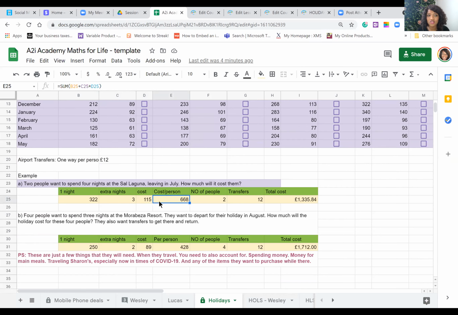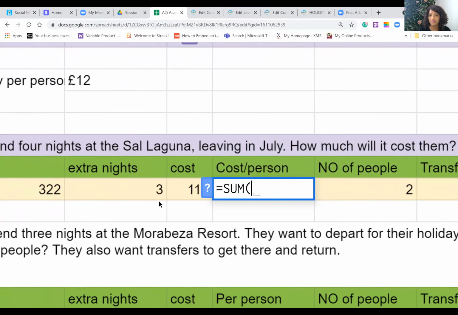So then I need to know how much it costs in total for a stay. And I know that is going to be £668. And how I've done this, I've done the sum, so we can do it again. So equals, okay. Do you want me to zoom in? Yeah. Is it better now? Okay. Equals sum. And then I press here, sum.